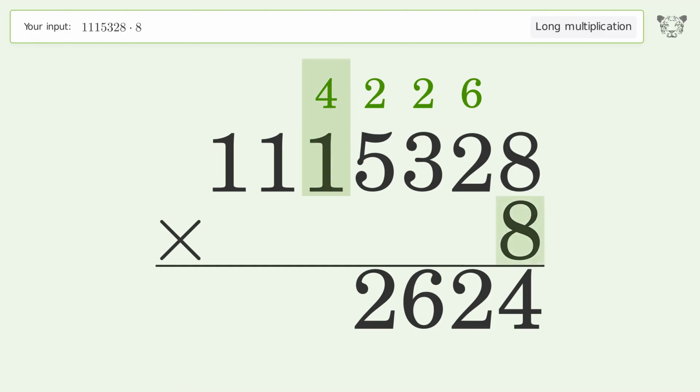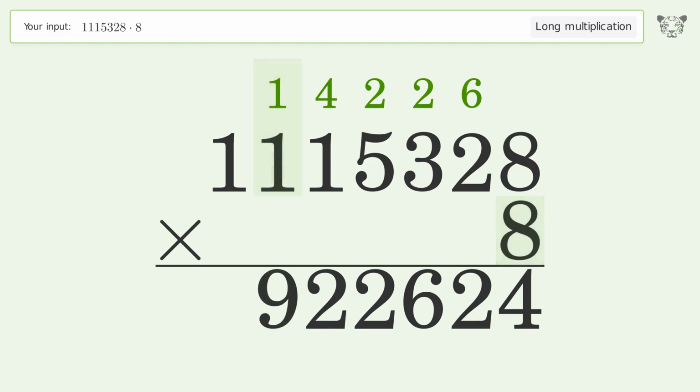4 plus 1 times 8 equals 12. Because the result is greater than 9, carry the 1 to the 100,000s place. 1 plus 1 times 8 equals 9. 1 times 8 equals 8. And so the final result is 8,922,624.